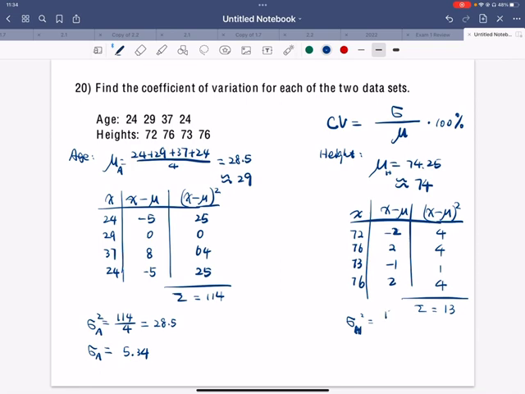So sigma squared for height is 13 divided by 4. What is 13 divided by 4? 3.25, and then we take the square root of 3.25. So sigma for height is 1.8027 or something.